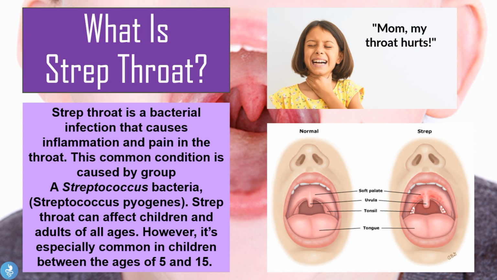So from this definition of strep throat, we get that it's a bacterial infection, which is actually caused by a very specific type of bacteria called the Streptococcus pyogenes bacteria, more specifically a group A Streptococcus bacteria. So when one has this infection, they suffer from inflammation and pain in their throat area.